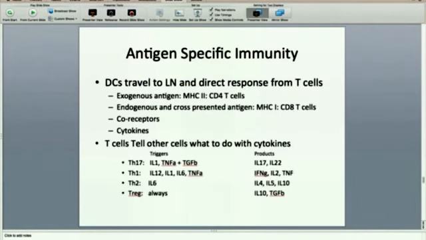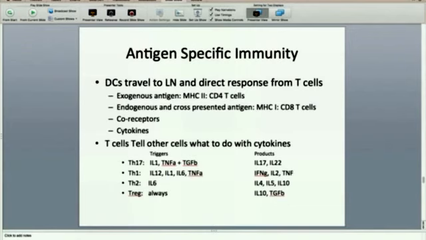Now getting into some detail, dendritic cells direct a response from T cells. They present exogenous antigen through MHC class II to CD4 T cells, and endogenous antigen and cross-presented antigen. Endogenous antigen would be viruses, viral infection, or self-antigen. Cross-presented antigen would be phagocytosed proteins. And these antigens are processed and presented on MHC class I to CD8 T cells.